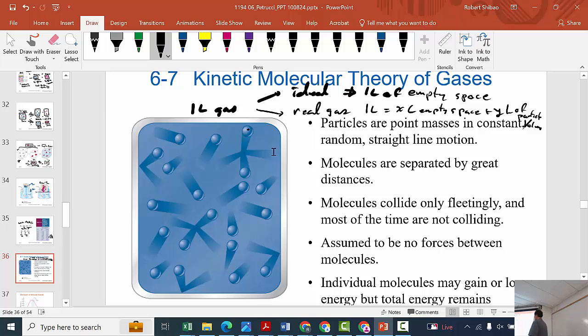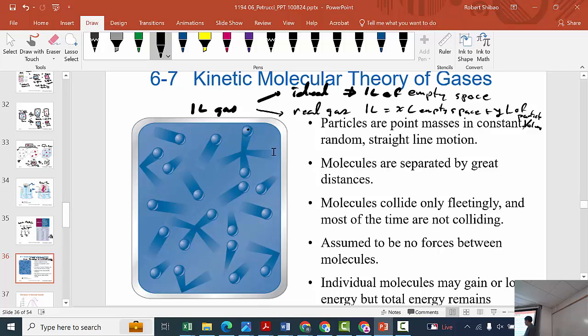The molecules are separated by great distances at normal pressure. At normal pressures, there's huge distance. This is very high pressure here, but they are separated by great distances. Molecules collide only fleetingly, and most of the time are not colliding. Most of the time they're just traveling without collision through empty space.